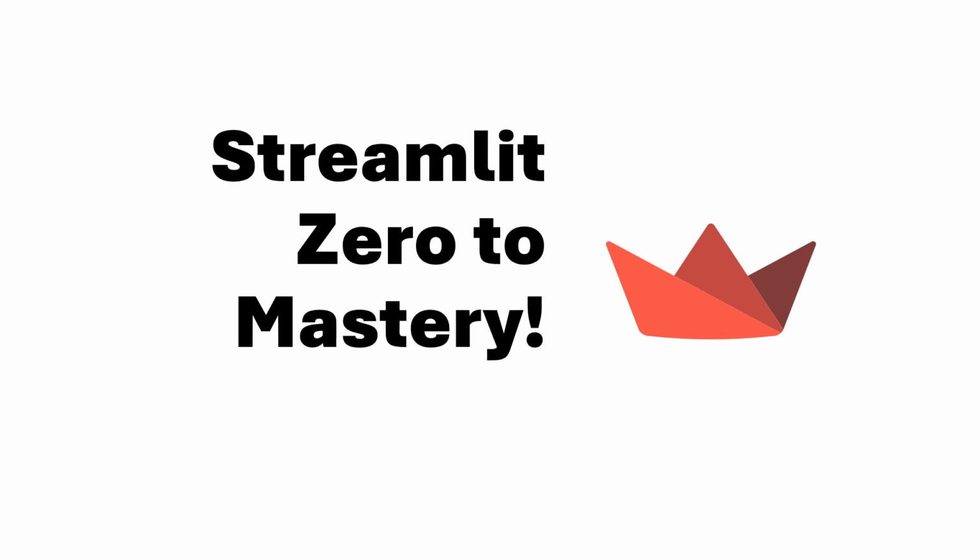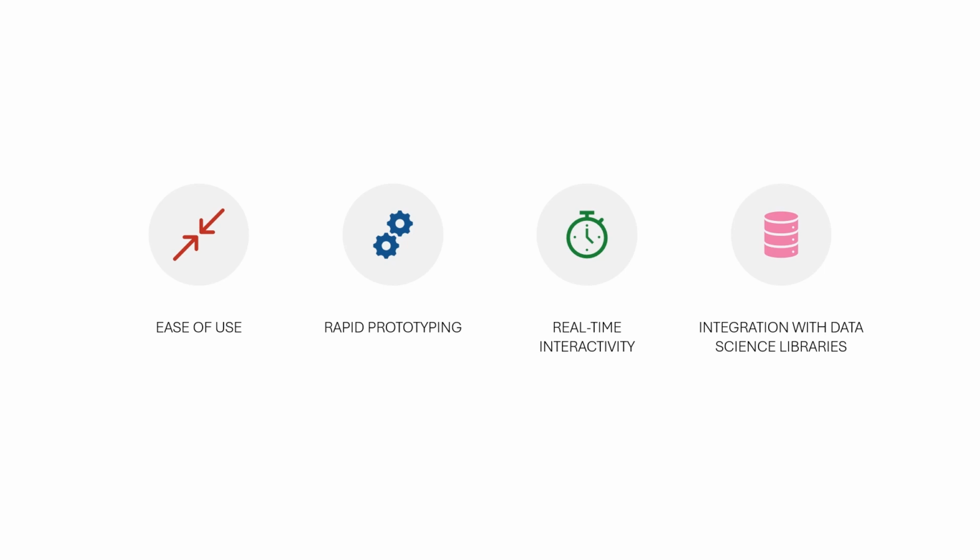Streamlit is an open source Python framework that lets you convert your data scripts into interactive, beautiful web apps without any knowledge of HTML, CSS, or JavaScript. Imagine you have built a predictive model for ride hailing data or a sentiment analysis tool for customer reviews. With Streamlit, you can easily share your insights and interactive dashboards with non technical stakeholders. Here are some key features of Streamlit: ease of use, rapid prototyping, real time interactivity, integrating with data science libraries.